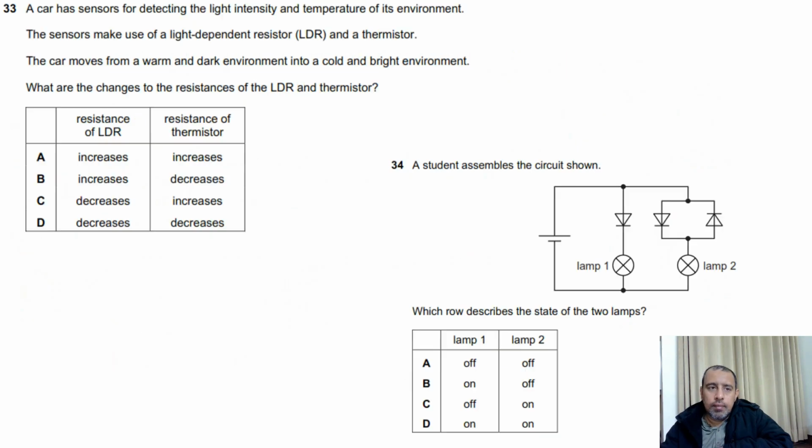correct one. For question number 33. A car has a sensor detecting light. It means it has an LDR and thermistor attached with it. You know that thermistor is heat sensitive and LDR is a light sensitive resistor. The car moved from a warm and dark environment into a cold one. It means from warm to cold, and from dark to bright.